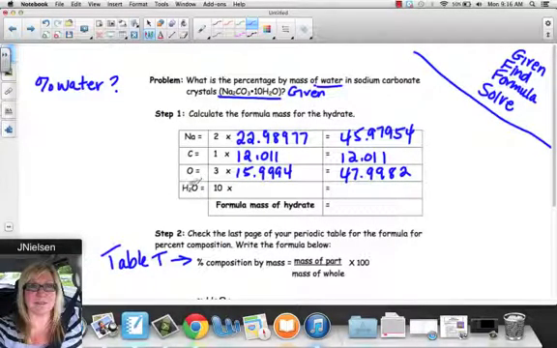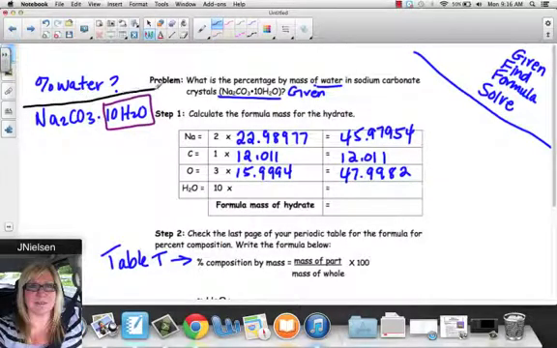I'm not going to separate it because there's two reasons. One, they want the percent of water in the entire compound. So when we're looking at the compound, Na2CO3·10H2O, my part is the 10 waters. My whole is the entire thing. So I want to try to keep my waters together since that's my part.